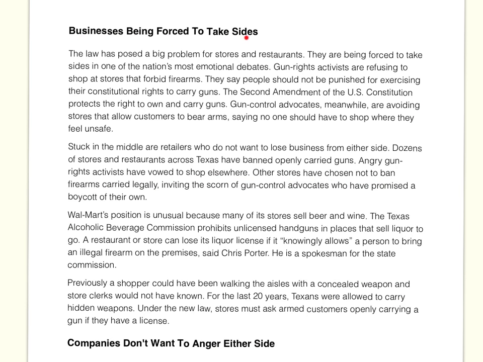Businesses being forced to take sides. Sides? I wonder what sides.